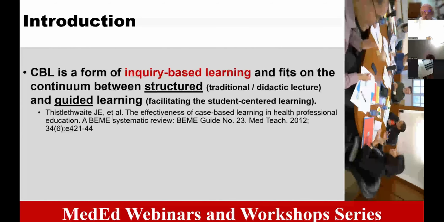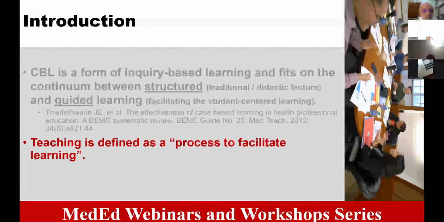In this context, if you see this definition of teaching, which is a beautiful definition, that teaching is a process to facilitate learning. And this is the definition which is fully applied in case-based learning sessions, where the process is to facilitate learning rather than didactic teaching.